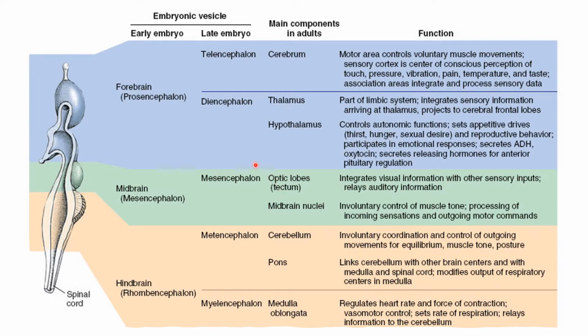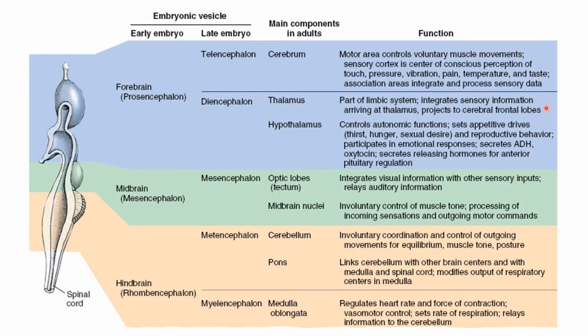Okay? And then for the diencephalon, it would give rise to the thalamus and the hypothalamus. So for the thalamus, it is part of the limbic system. So when you say the limbic system, it includes the structures of the brain that deals with emotions and also memory. Okay? So it integrates sensory information arriving at the thalamus and projects to the cerebral frontal lobes. So next, you have the hypothalamus, which controls the autonomic functions.